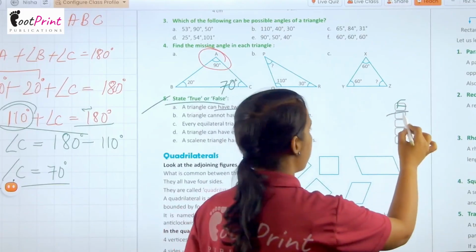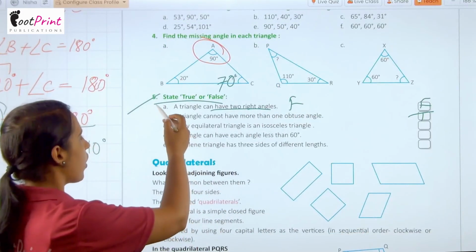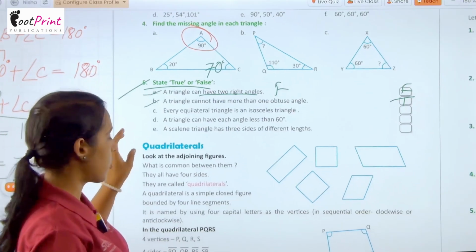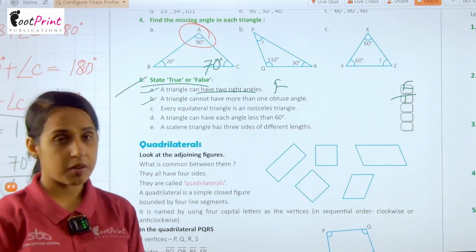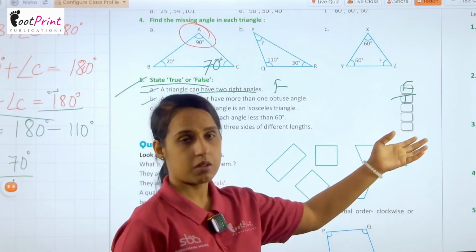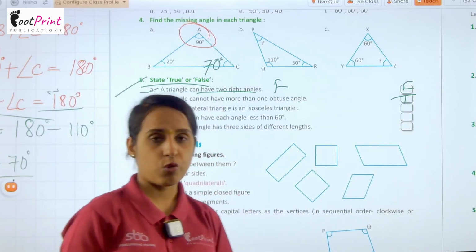So here we write true. Okay, so here we have A, B and then C, D, E statements. Here you have to read these statements and then give the answer in the blank box and write whether it is true or false.